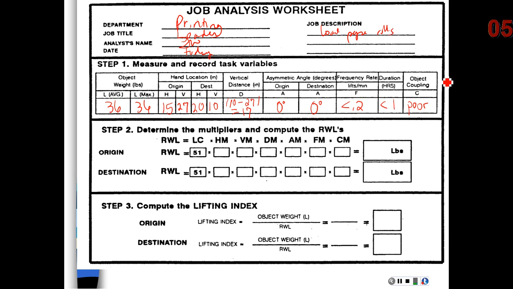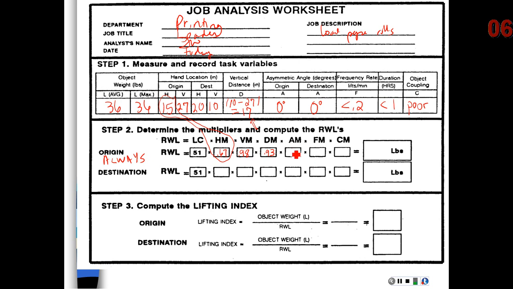From there, you always do the origin, always evaluate it, because it's always potentially risky. And so starting with 51 pounds, you fill in HM based on the origin H. It's 15 inches. Take 15 to your multiplier tables. You find that your multiplier should be 0.67. Vertical multiplier, knowing it's 27 inches, should show you that your vertical multiplier is 0.98. Distance is 17. Look at the DM table, should be 0.93.